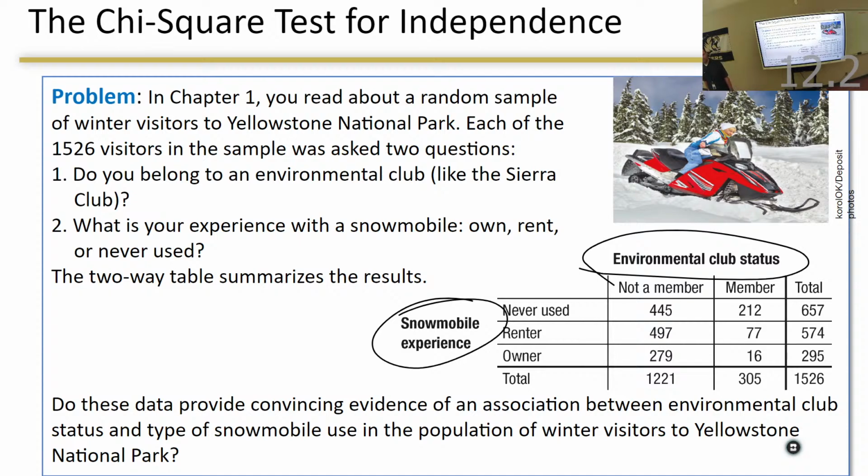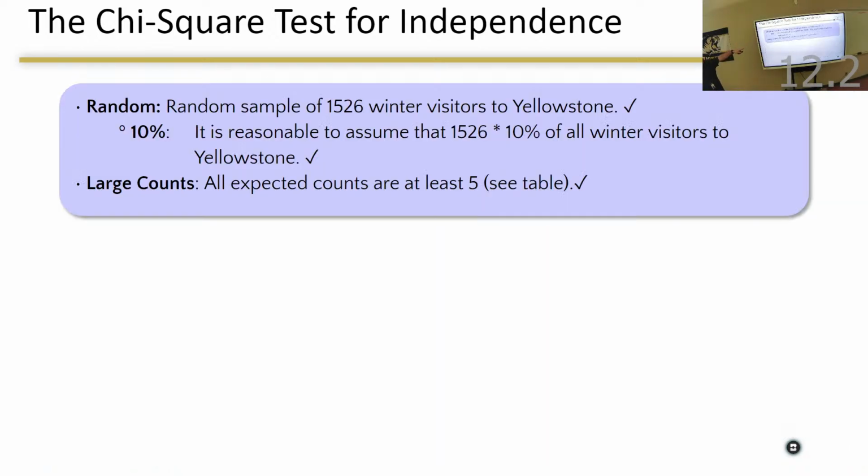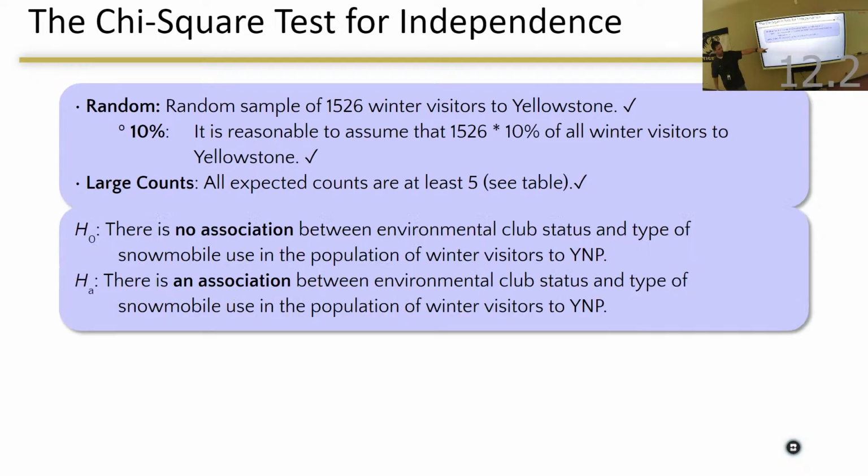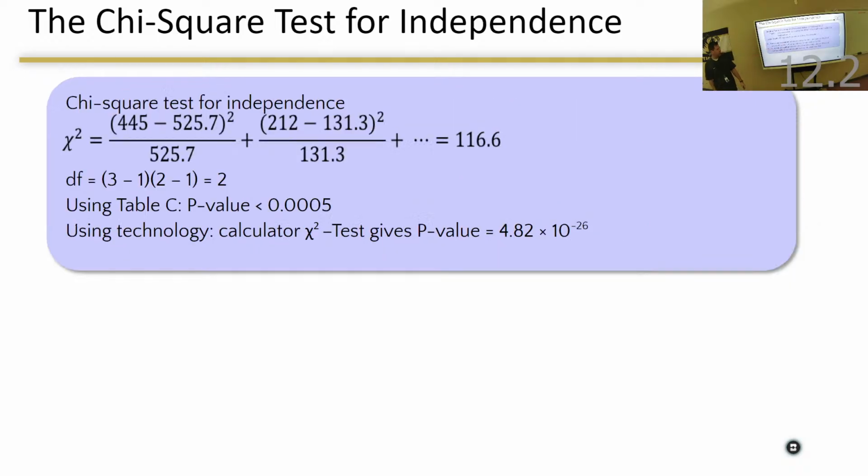Any questions? We got random, we got 10%, all expected counts are greater than 5, same thing. I don't want to go through the whole deal again. There is no association, there is an association. We're going to put it in context and we're going to go to town with it. We're going to find the chi-squared value just like we did.